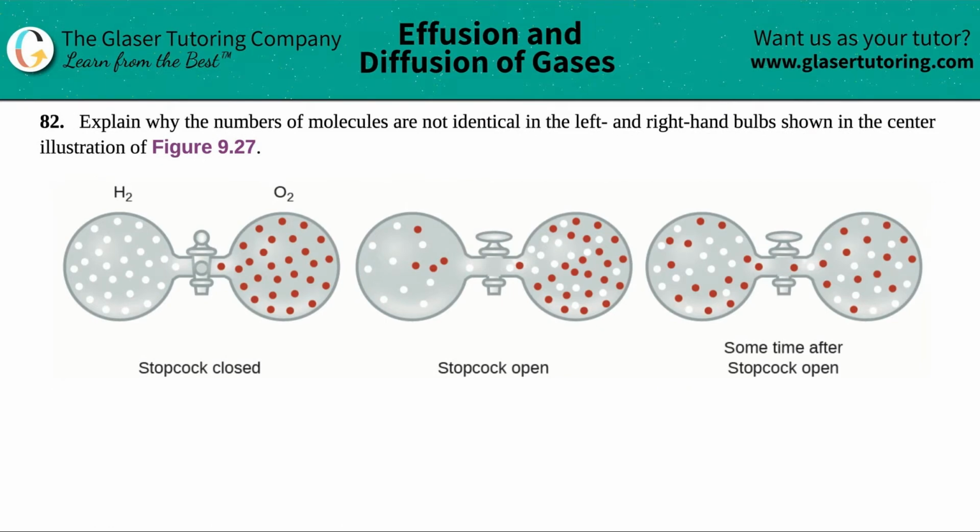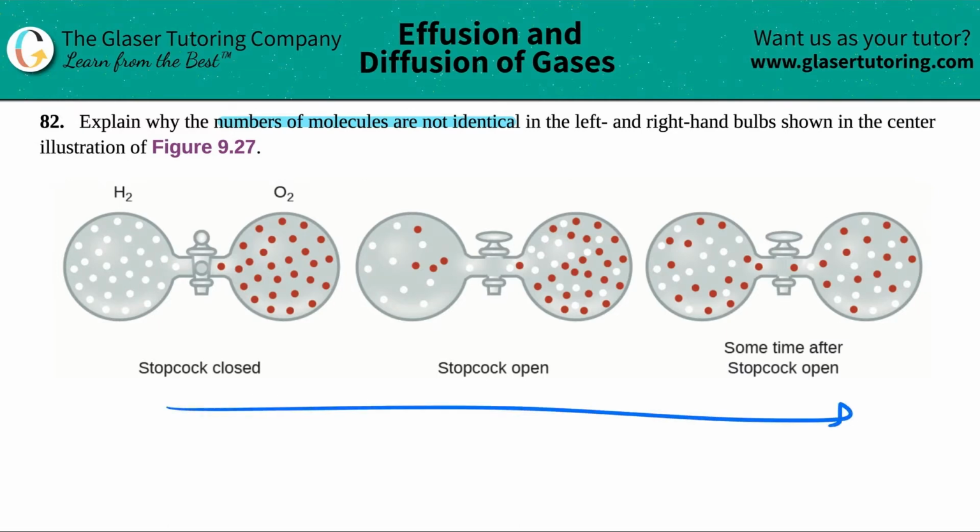Number 82. Explain why the number of molecules are not identical in the left and right-hand bulbs shown in the center illustration of figure 9.27. Okay, so I pulled up that figure. This is figure 9.27, and it basically is flowing from left to right.